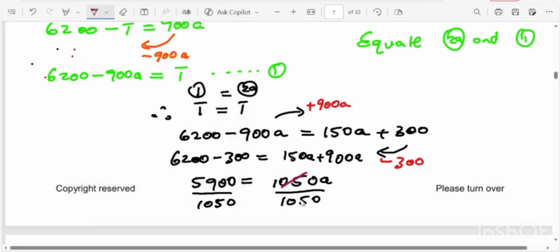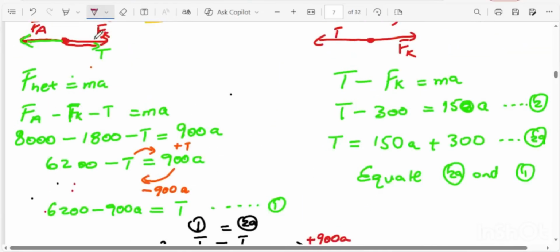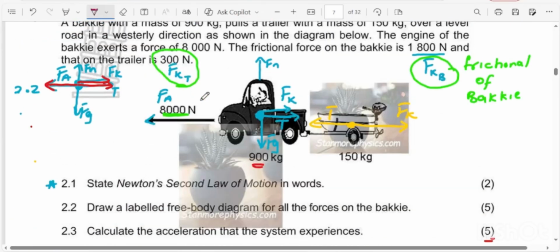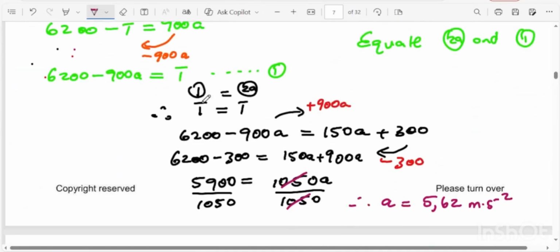So if you cancel this, therefore you'll have your acceleration as, so it depends if they say round off to 1 decimal place or if they say round your answer to 2 decimal places. What will be the acceleration? This will give us an acceleration of 5.62. If we round it off to 2 decimal places, this will be 5.62 meters per second squared. But now, very important, where is this bakkie traveling to? Everything is going to the left, so the acceleration will also move to the left.